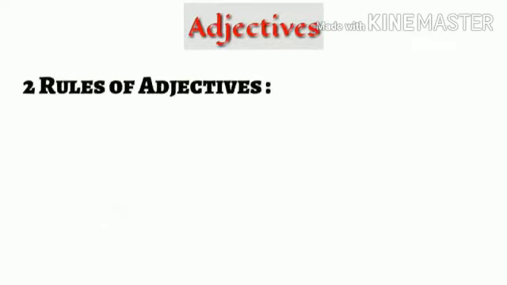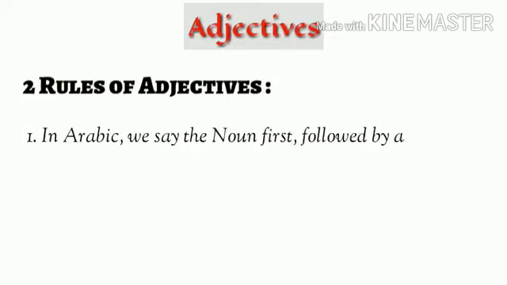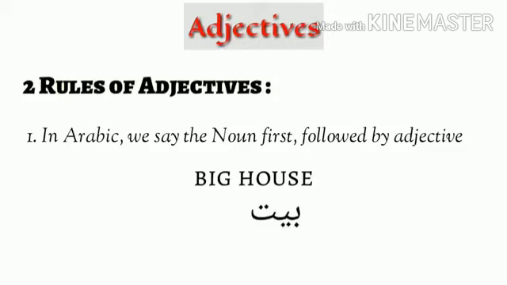You have to remember two rules for use of adjective in Arabic. Rule number one, in Arabic, first we say the noun, then we say the adjective. That means the adjective follows the noun. You have to remember, because in English it's the opposite. So you have to remember this to not be confused. It means if you have to say big house in Arabic, you will first say house, then you will say big. Okay? You'll say house big in Arabic.